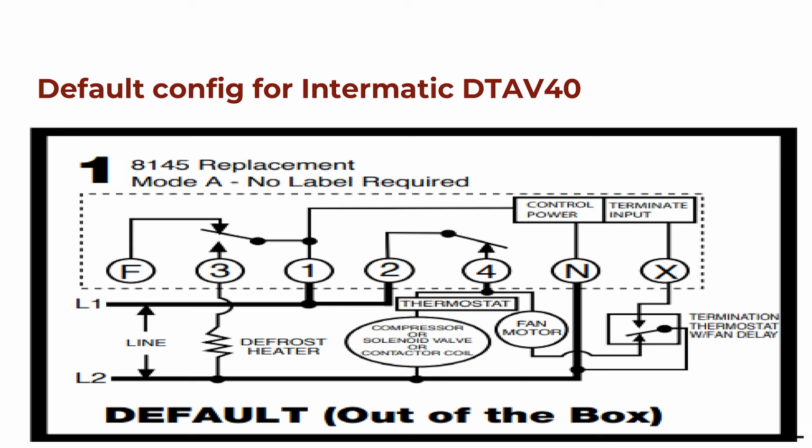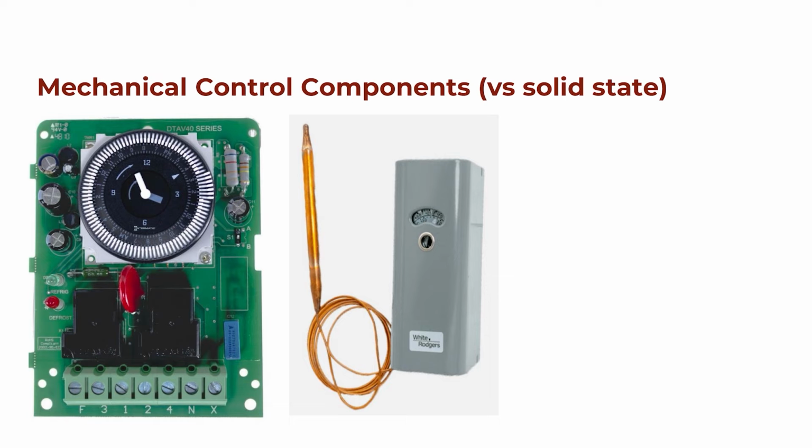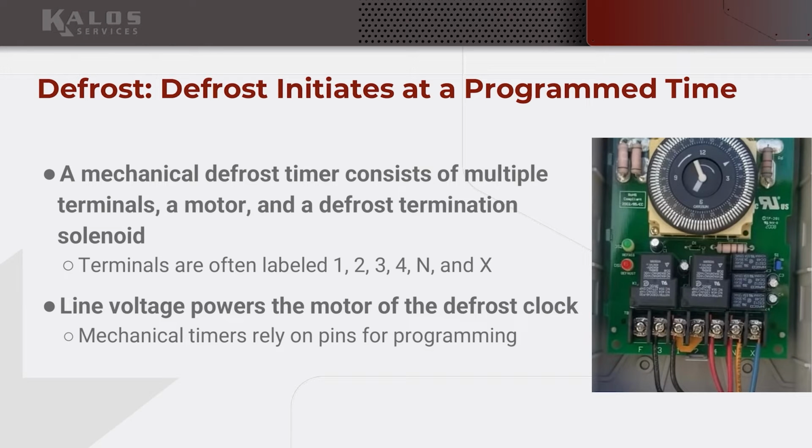I just blew this up so that we can refer back to this as we move along. It's just the various terminals on a mechanical time defrost time clock. So these terminals here that are labeled F, 3, 1, 2, 4, N, and X. Just wanted to blow this up because we're going to refer back to this several times. Okay, so we'll talk about the mechanical time clock just for a minute so that we can know what we're talking about as we move forward.